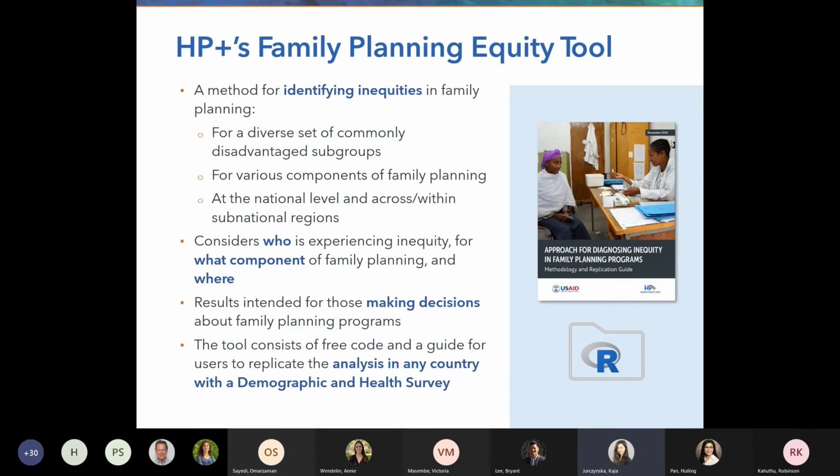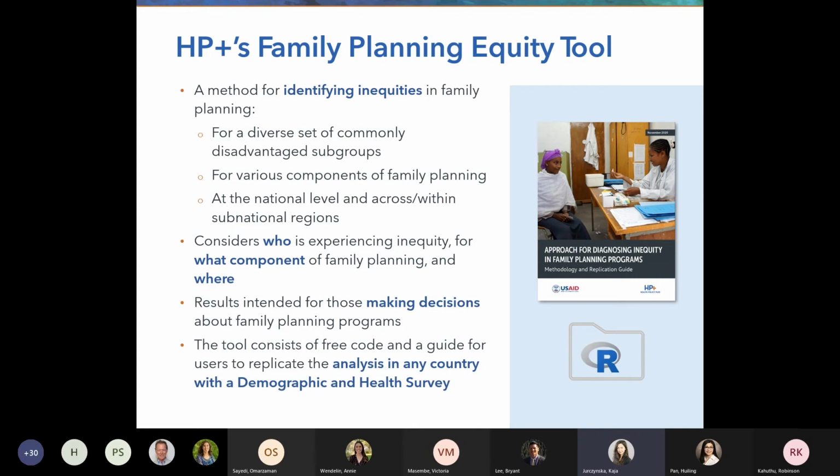Okay, fabulous. So, over this last year and a half, 2 years, we developed a new tool under HP Plus, and that is called the Family Planning Equity Tool. It's really a method for identifying inequities in family planning for a diverse set of commonly disadvantaged subgroups for various components of family planning, not just use. So we look at other facets of family planning programming.